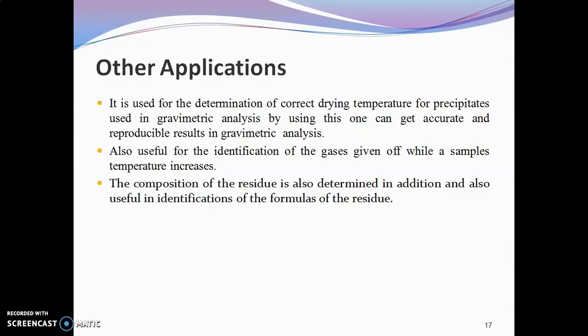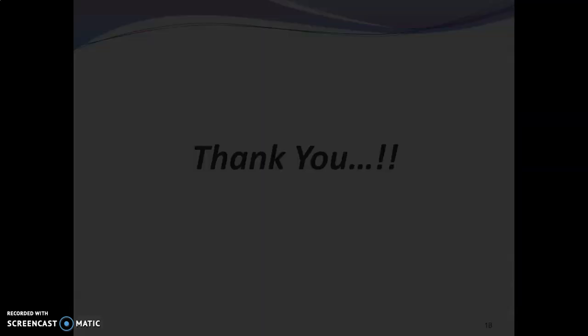And other applications are also very important. It is used for determination of the correct drying temperature for precipitate used in gravimetric analysis. By using this, one can get accurate and reproducible results in thermogravimetric analysis. It is useful for identification of gases evolved while the sample temperature increases. The composition of residue is also determined, and it is also useful in identification of formulas of the residue.